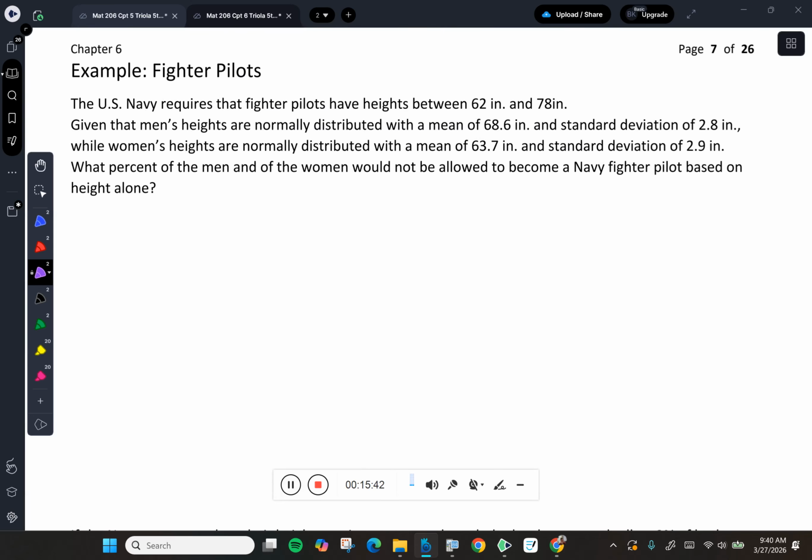Given that men's heights are normally distributed with a mean and a standard deviation of those two numbers, and women's heights are normally distributed with a mean of this and a standard deviation of that, what percent of men and of women would not be allowed to become Navy fighter pilots based on height alone? It looks to me like this is actually two problems in one, one where we do the work for the men and one where we do the work for the women. Since men were stated first in the problem, I'll do them first.